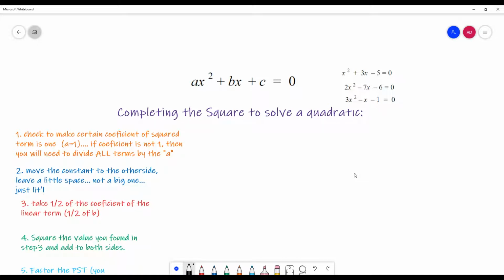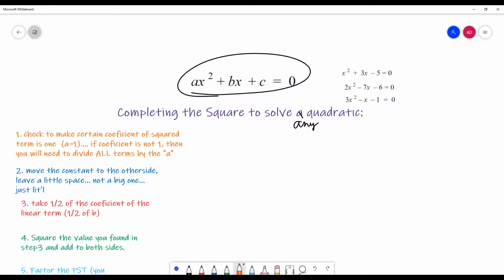Okay, so welcome back. This is the Math Dealer here, and today I'm going to show you how to complete the square on a generic, meaning any, quadratic equation. So I'm going to take this equation up here: ax squared plus bx plus c is equal to 0.